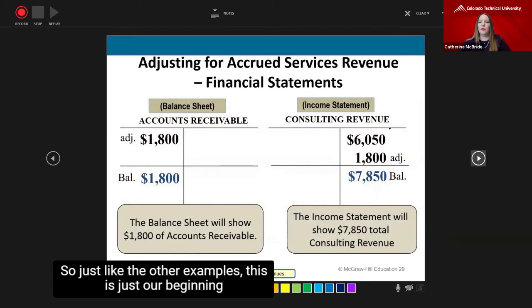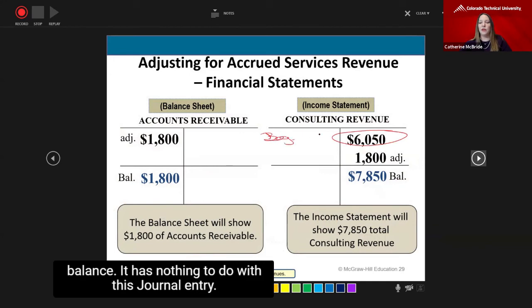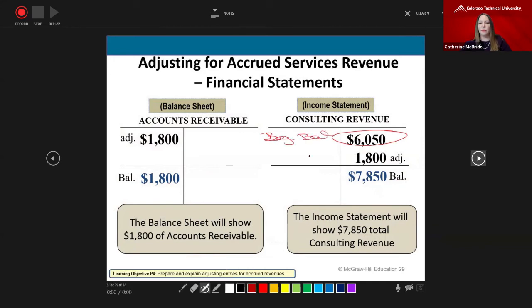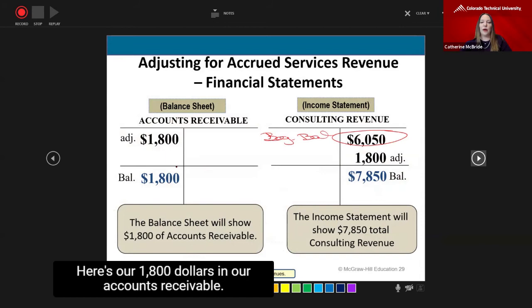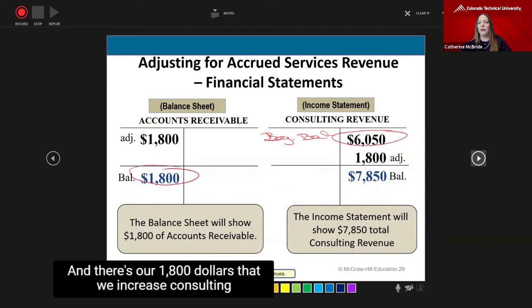So just like the other examples, this is just our beginning balance. It has nothing to do with this journal entry. Here's our $1,800 in our accounts receivable, and there's our $1,800 that we increase consulting revenue.